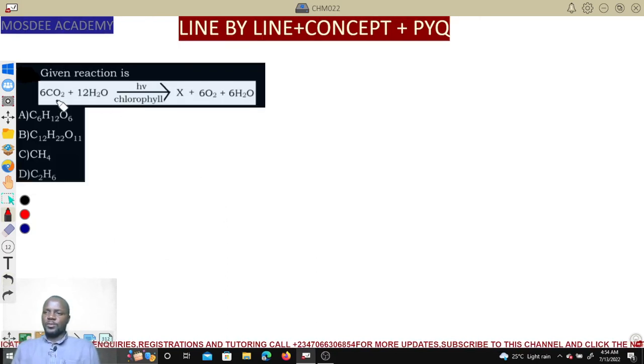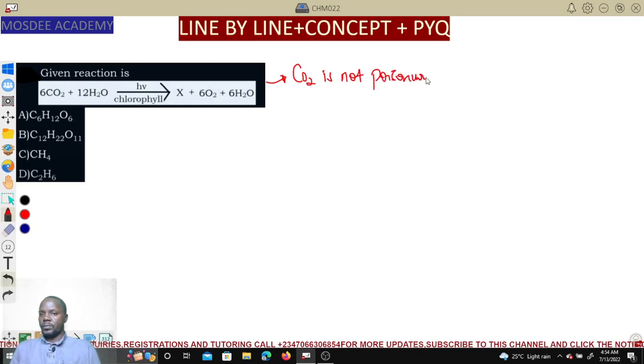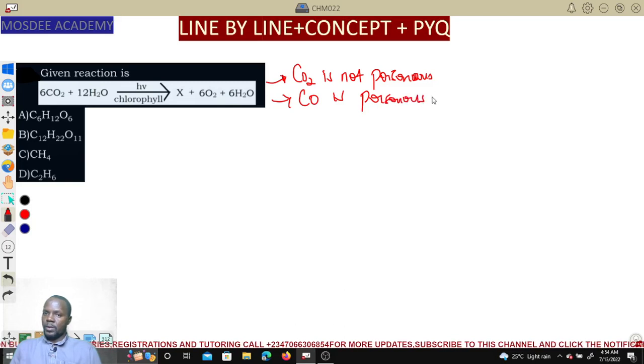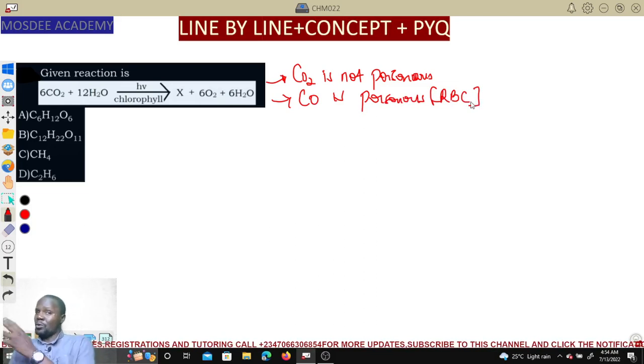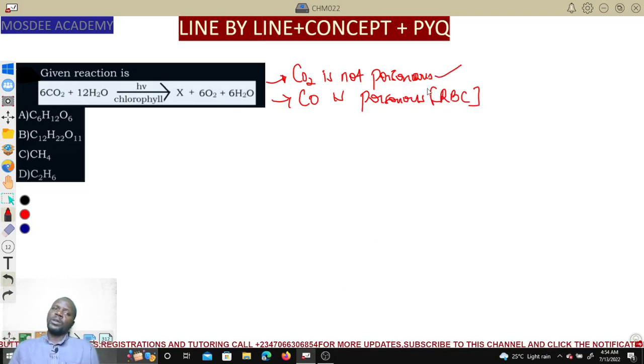Given this reaction, this is a popular reaction. Please note, other things I can talk about: CO2 is not poisonous. CO is poisonous because it reacts with the red blood cells, RBC, to form carboxyhemoglobin. But one thing about CO2 is that it also combines with water to form glucose, which is the photosynthesis reaction. You guys recall that this is glucose. This is the answer. Biology students should be able to answer this.